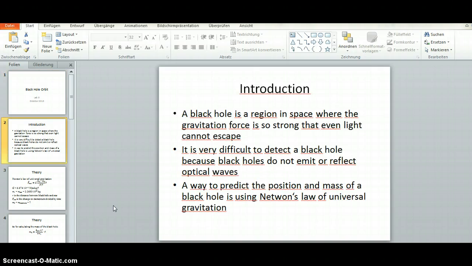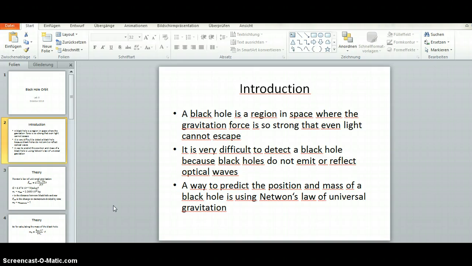So what is a black hole? A black hole is a region in space where the gravitation force is so strong that even light cannot escape. It is very difficult to detect a black hole because black holes do not reflect or emit optical waves. Furthermore, black holes are very small in comparison to the large objects in space.